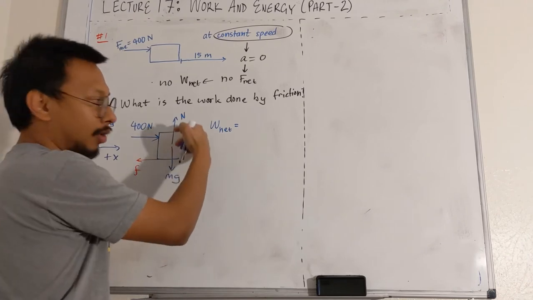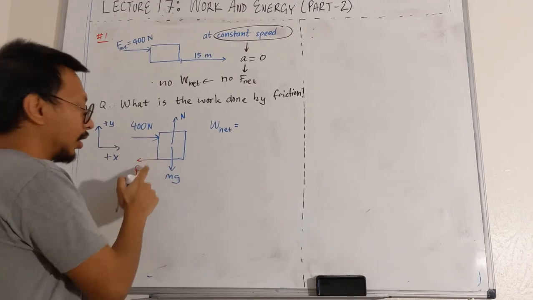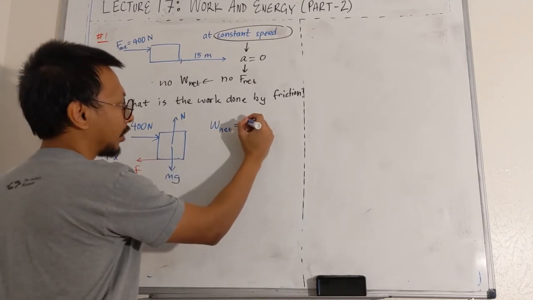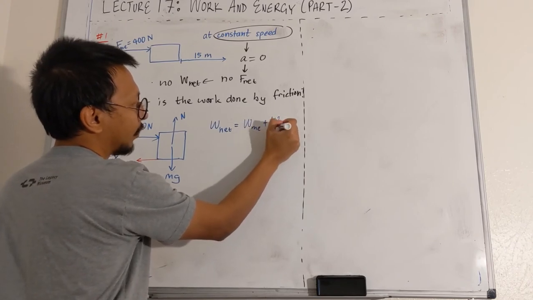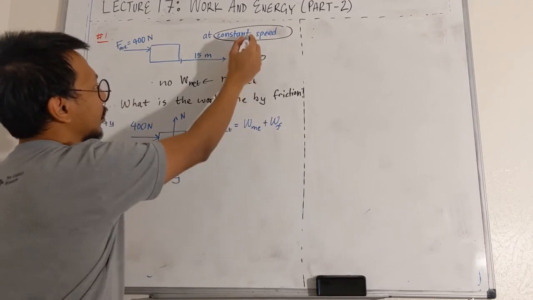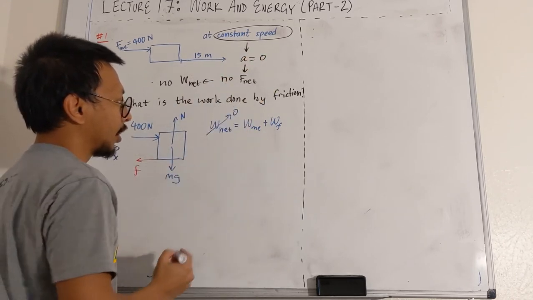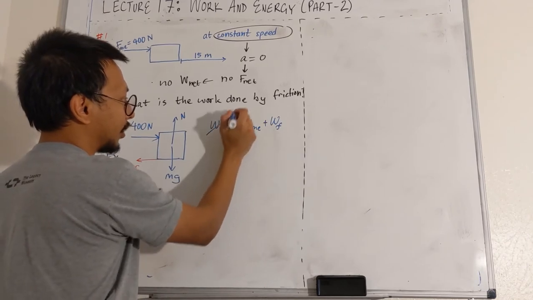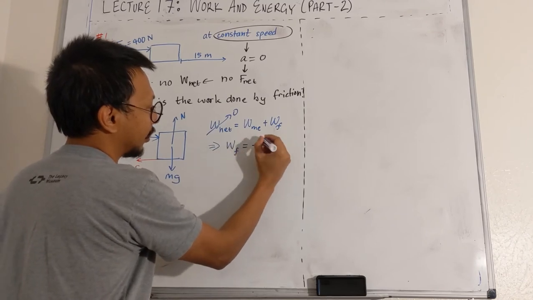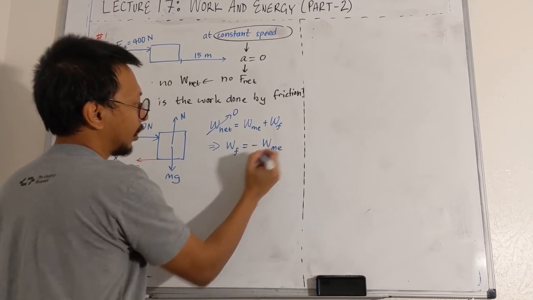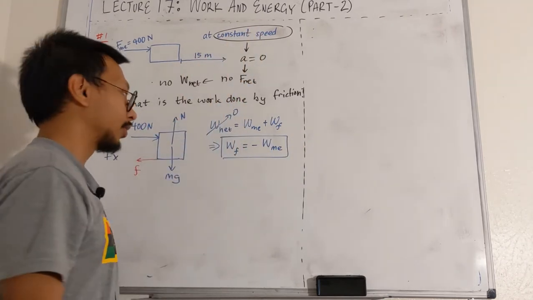So since there is no vertical motion, no vertical forces do any work, so the only work done is the work done by me and the work done by friction. So net work is actually work done by me plus work done by friction. However, since there is no acceleration and no net force, this means no net work, so net work is zero. If this side of the equation is zero, that means that the work done by friction is equal to the negative work done by me. Okay, this is the consequence of moving the block at a constant speed.